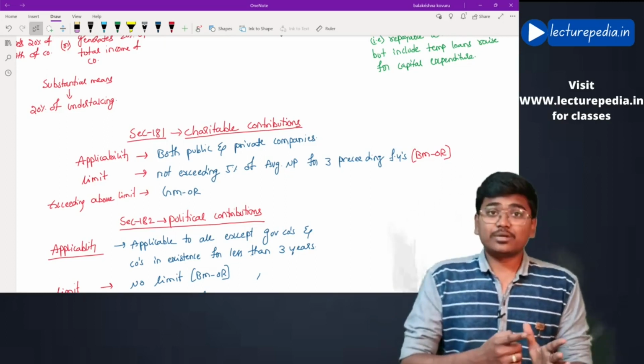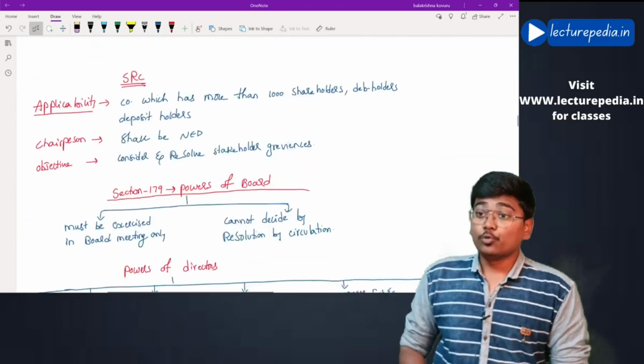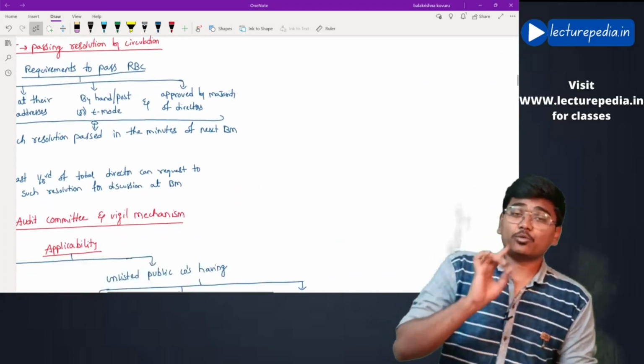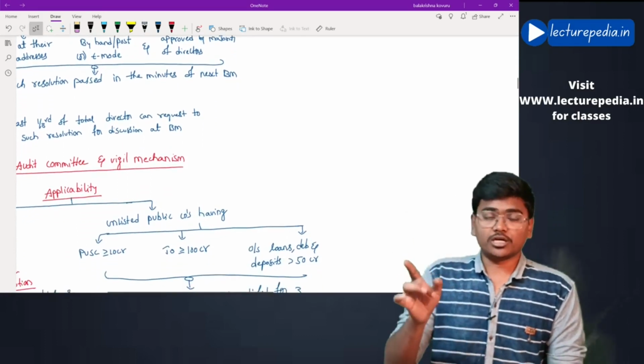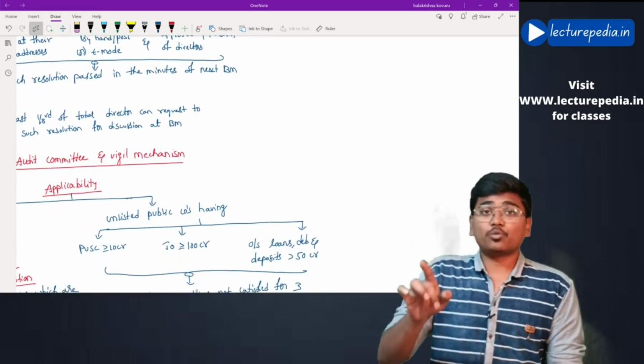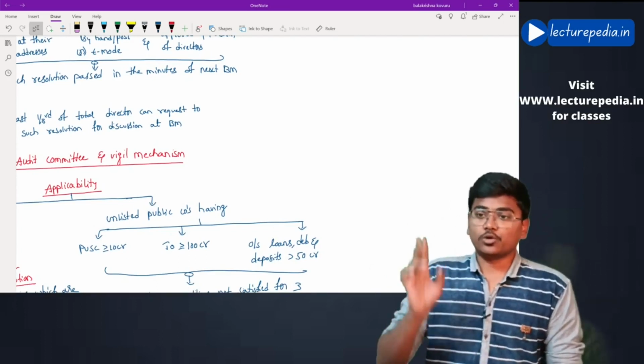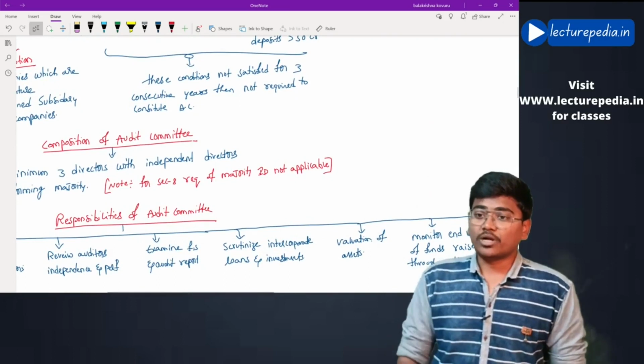Next, section number 177, which deals with audit committee and vigil mechanism, and section number 178, which deals with remuneration committee. Next, section number 179, powers of board. Section number 180, powers of shareholders. Moving to section number 181.